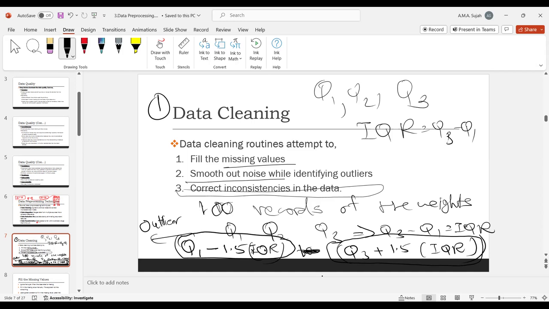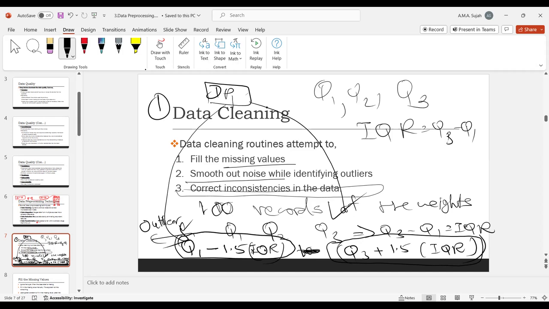How can you check? First, pick the first data point. You know Q1, so Q1 minus 1.5 times the interquartile range gives a value that is definitely below Q1. Then you can check whether this data point is below this or above the upper value. If it is not below and not above, then you can say this is a perfect data point. Similarly, you can check each and every data point one by one.